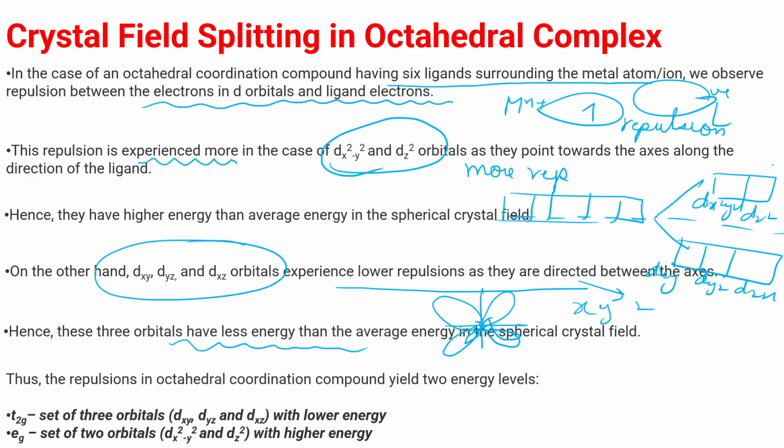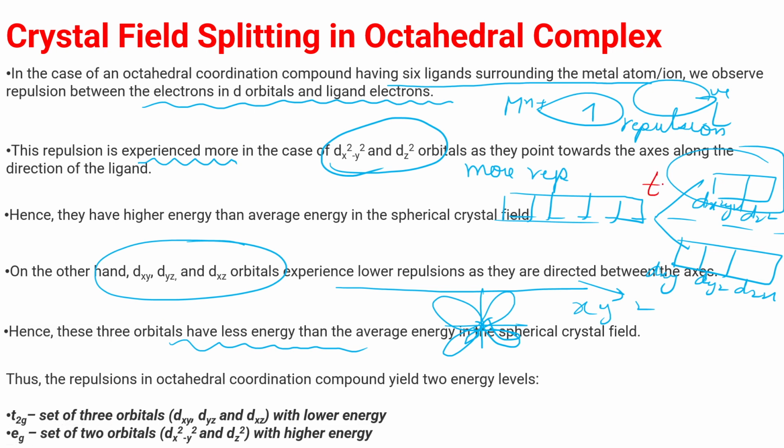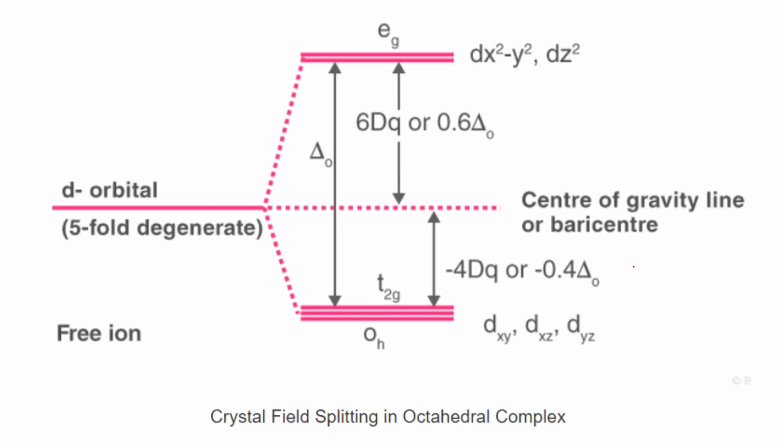The upper two are called Eg levels, and the lower three are called T2g levels. The upper ones are called Eg and the lower ones are called T2g levels. Okay, so this is how the splitting occurs.